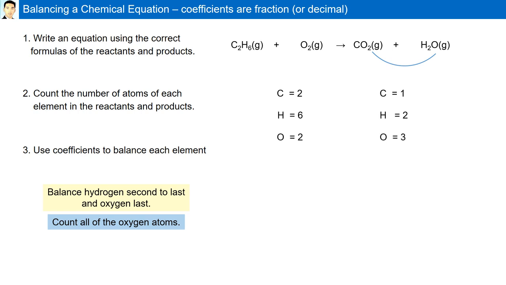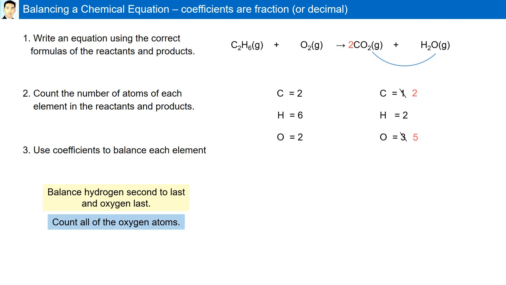So we balance our carbon first. We have 2 on the reactant side, but only 1 on the product side. So we add a coefficient of 2 in front of carbon dioxide, which changes the number of carbon to 2. However, the number of oxygen also changes. We now have 4 from the carbon dioxide and 1 from the water. So we have a total of 5.